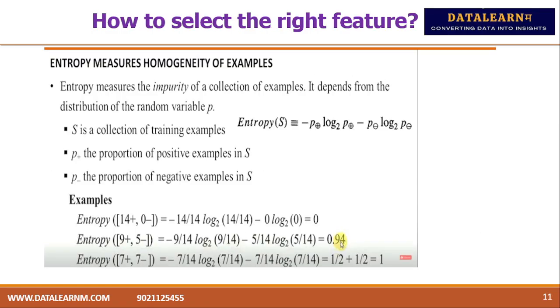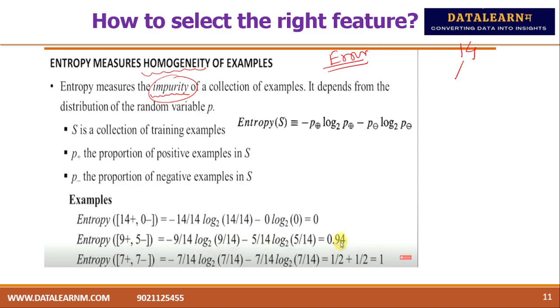Okay, so now we will see how the model selects the right feature. For that, it uses entropy, which measures the homogeneity of examples. What is the meaning of homogeneity? Entropy measures the impurity of a collection of examples. Impurity means how much is the error. When will the impurity be high?